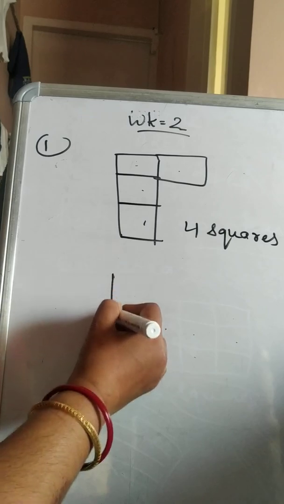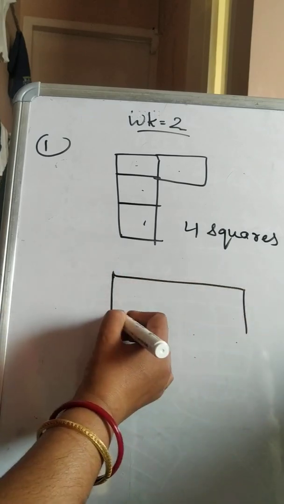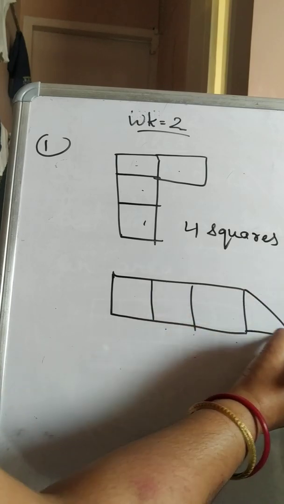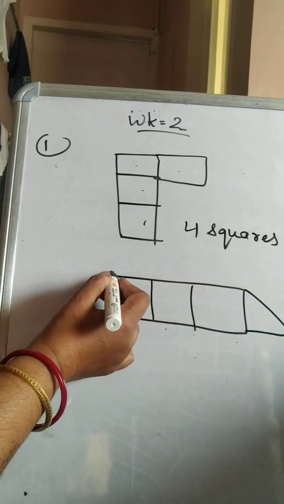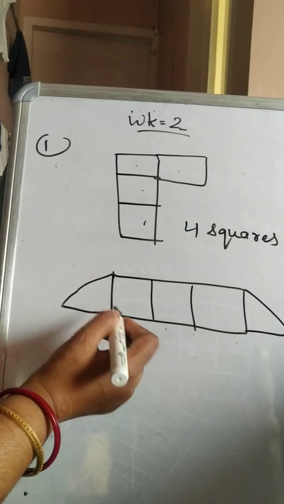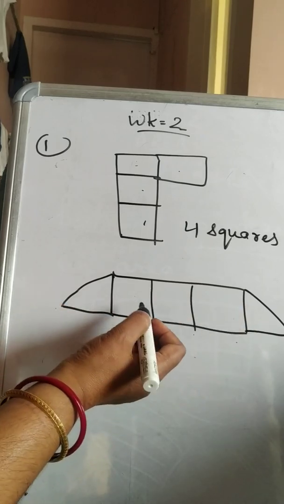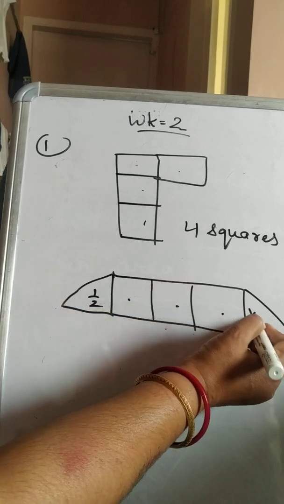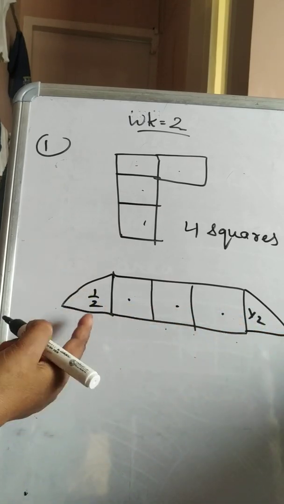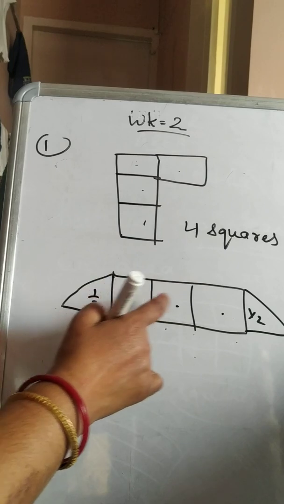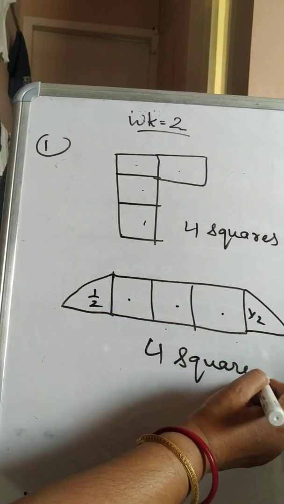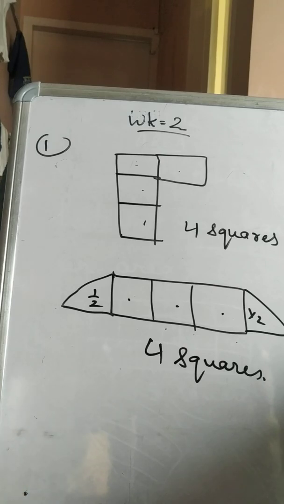Again, for example, this is the figure. What is the area of this figure? Let's count the squares. 1, 2, 3. This is half. This is half. It means half plus 1. Half and half make 1. 2, 3, 4. So it is also 4 squares. So in this way you have to do worksheet number 2.